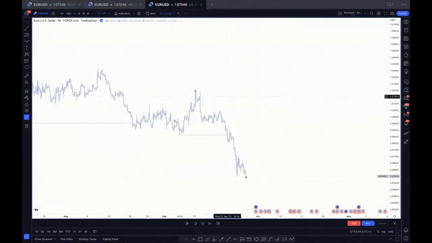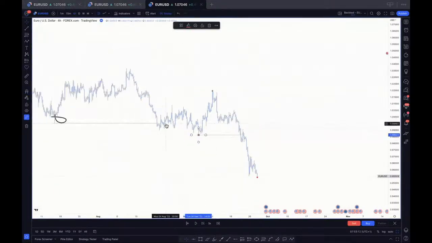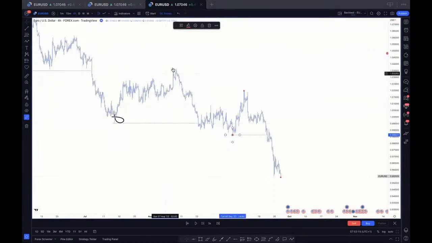So why am I doing this? I'm doing this because this was the previous low. And then what happened? The market broke that structure and made a new low, and then pulled back up and then broke that previous low and made a new low here.